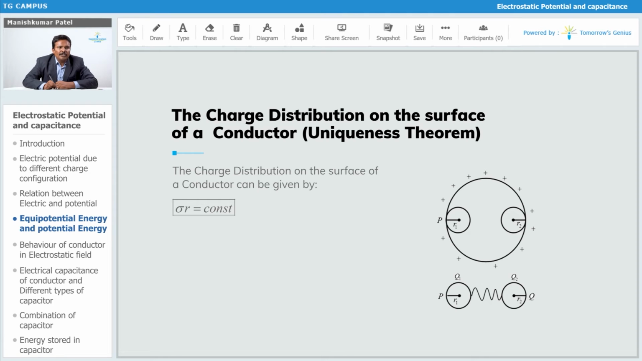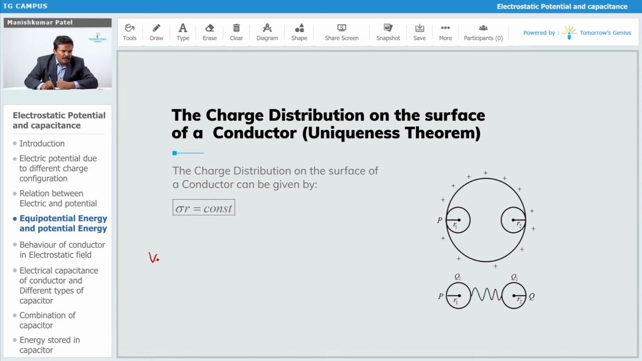So now the charge distribution on the surface of a conductor: if you inject or take out some charge from that sphere, the remaining charge will redistribute so that its potential will be the same and the electric field inside the conductor becomes 0. So I'm just taking out these two spheres of radius r1 and r2 from this whole sphere and connecting them with the help of a wire.